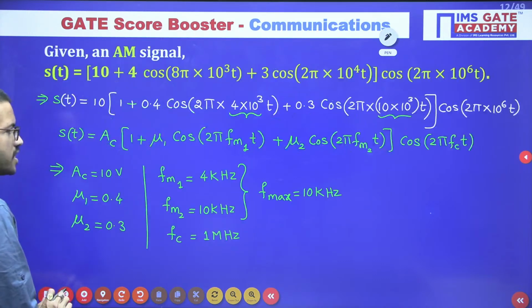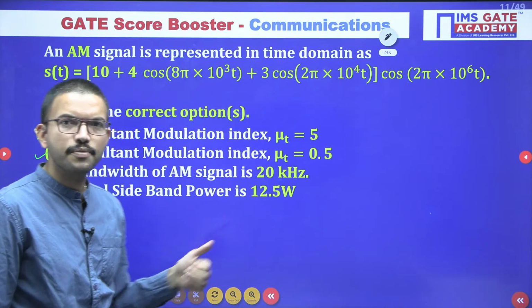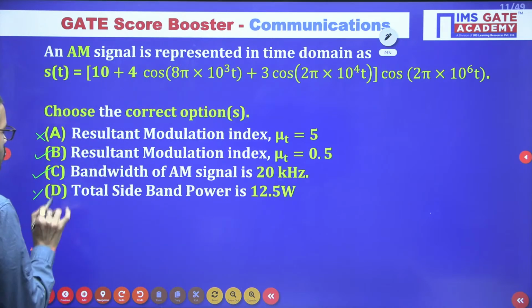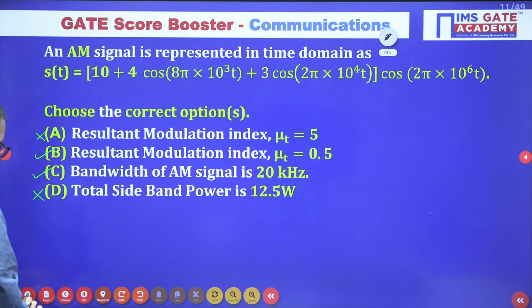But here in option D, we have mentioned 12.5. So is 12.5 correct? No. So this is not correct. Total sideband power is 12.5, that is not correct.